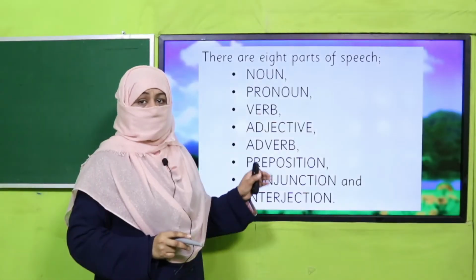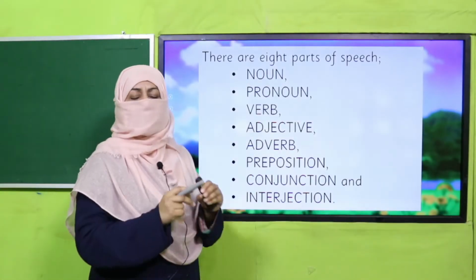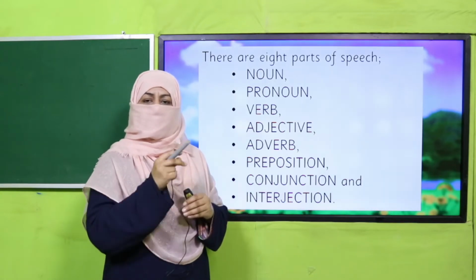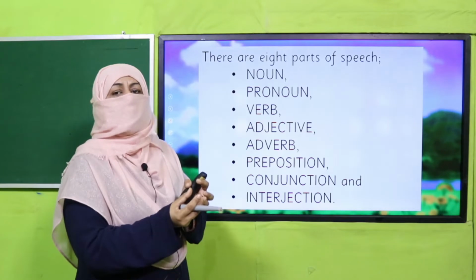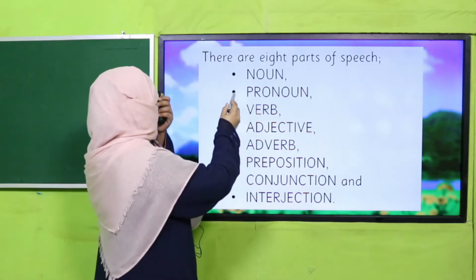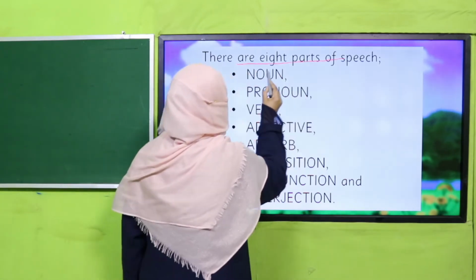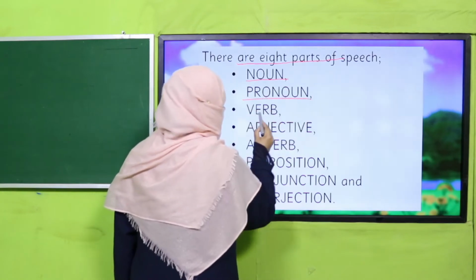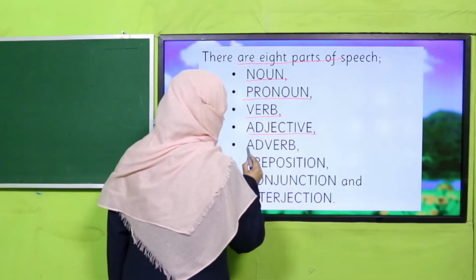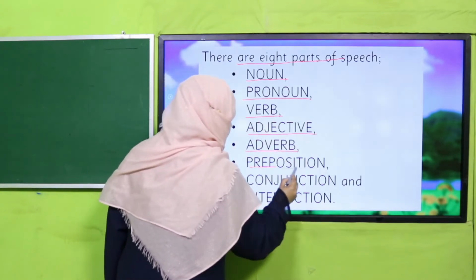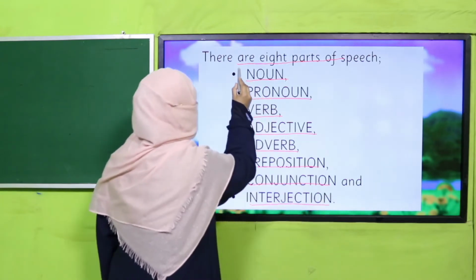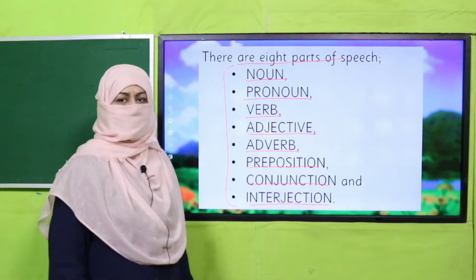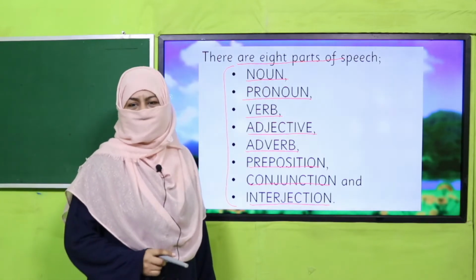My dear children, these are parts of speech. Whatever words we use, they make a combination which we call parts of speech. There are 8 parts of speech: noun, pronoun, verb, adjective, adverb, preposition, conjunction, and interjection. These all together, these 8 parts are known as parts of speech, all right?